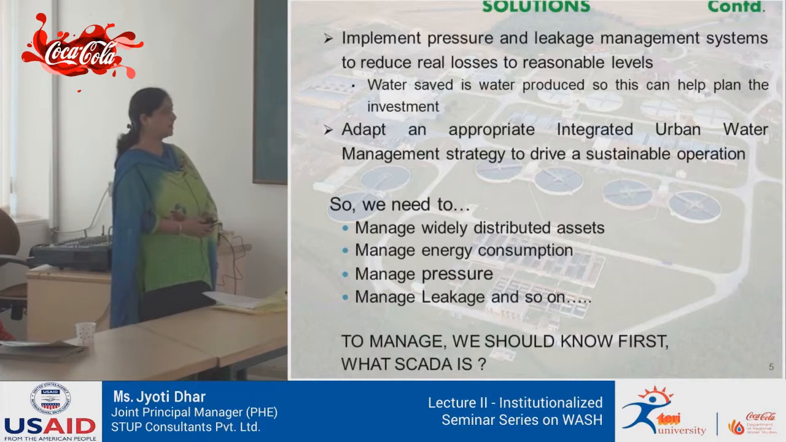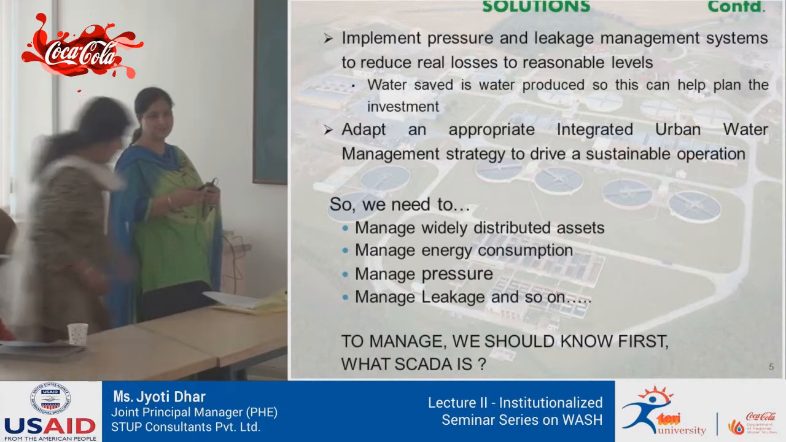So we need to manage widely distributed assets, like you have booster pumping stations located at 100 kilometers. So you need to have the data of all those booster pumping stations. What are the problems we are facing at the pumping stations, and even manage the energy consumption. So we need to install the devices which reduce your energy, like we have variable frequency drives. Instead of simply a pump running, we can have variable frequency drives wherein they get integrated with the flow meters, and finally they control your speed based on the flow. So it's basically energy conservation there.